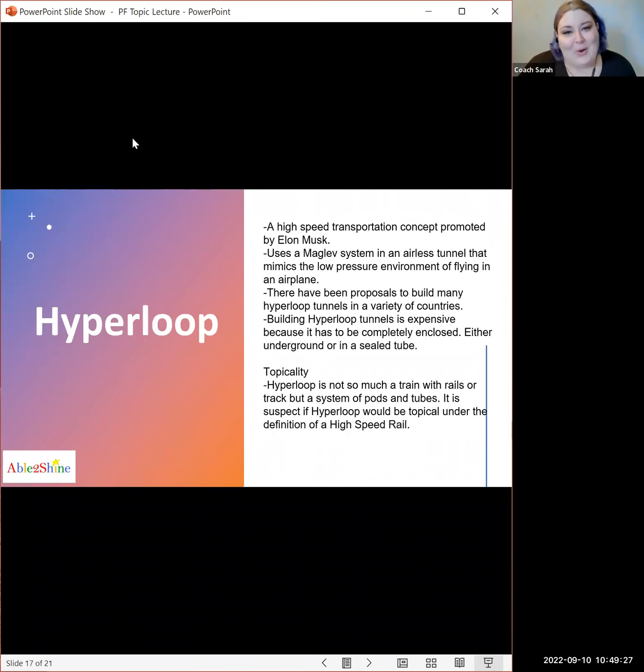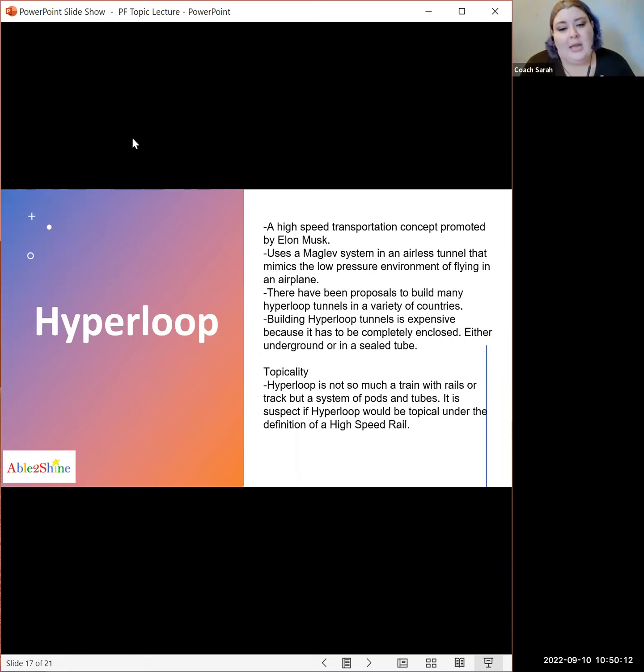So there's some problems with Hyperloop that I don't think makes it topical ground for us to debate on, and I know that hurts. But let's talk about what Hyperloop is, and why it's not topical ground for this. So Hyperloop is a high-speed transportation concept promoted by Elon Musk and all of his various companies, SpaceX and the Boring Company. And when I say boring, I don't mean it's boring and not fun. I mean boring as in like boring holes. They kind of promote this idea, and they're working hand in hand with the company Virgin to make this concept work.